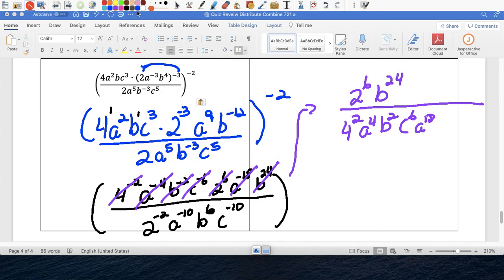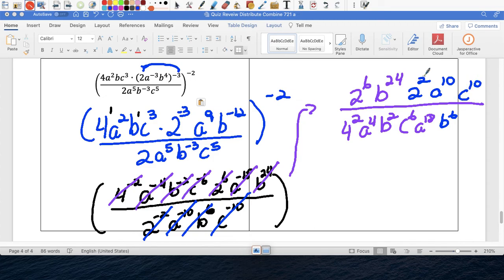Now the bottom part, 2 to the -2, that's going to go up. I'll take care of all the numbers later. A to the -10 goes up. B to the 6 is going to stay down, sorry. And C to the -10 goes up.